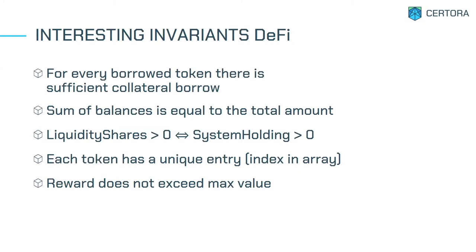So what are interesting invariants for DeFi? If you have a token that you are borrowing, you have to have sufficient collateral that covers this loan. A very, very simple property, even for ERC-20: the sum of the balances is equal to the total amount. When we are talking about the liquidation procedure, you can think of something like in companies, where you have the liquidity shares for the investor and the system holding, to know who is actually holding which value. And you see there is a correspondence: the liquidation share is greater than zero if and only if the system holding is greater than zero. And so on and so forth, you can come up with interesting invariants. And this is actually the biggest heart of formal verification: coming up with these invariants.